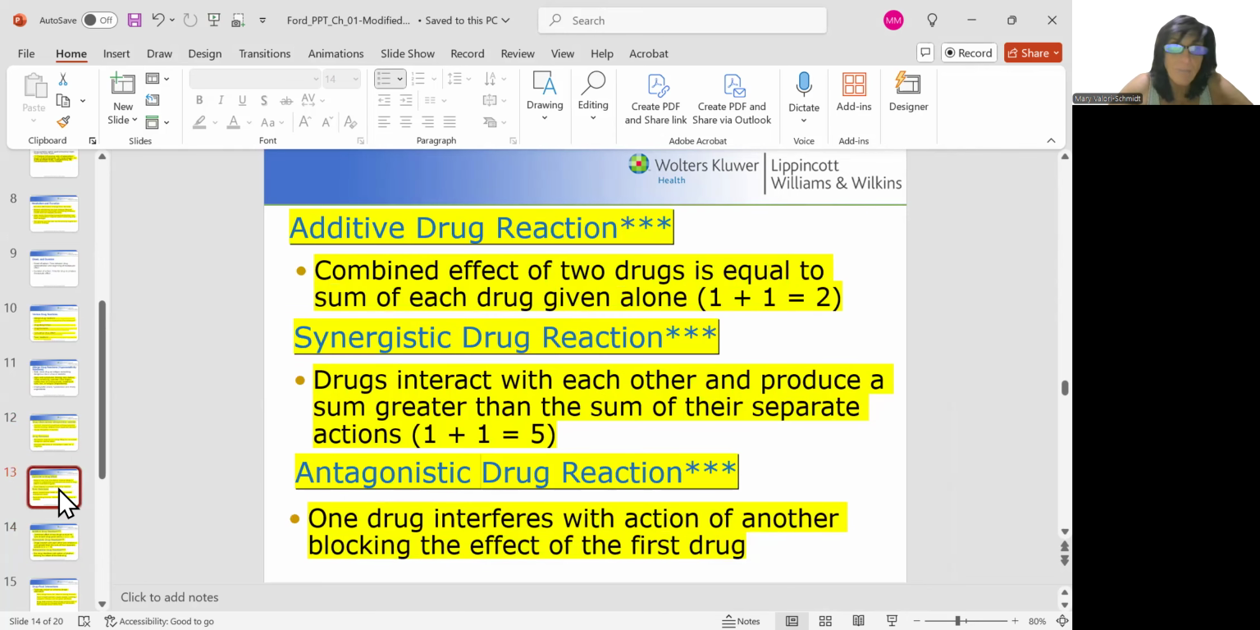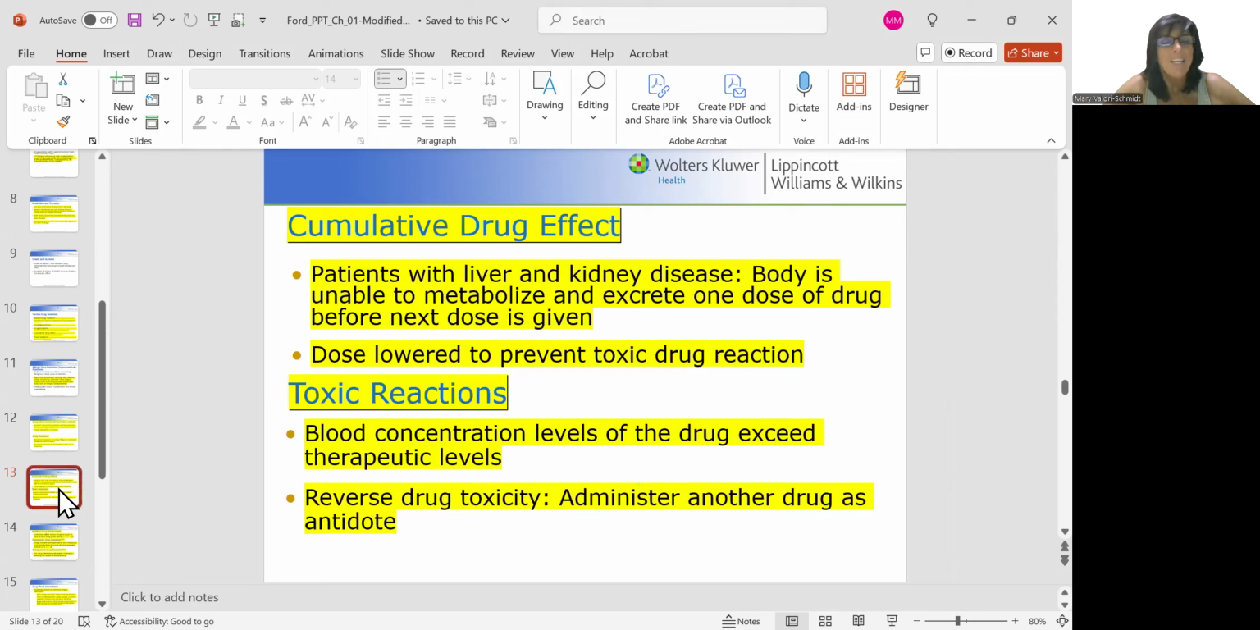Cumulative, oops, I skipped that, my bad. Cumulative drug effect. You see this with people with kidney disease or liver disease and with older folks. So the body can't get rid of the previous dose, and now we're giving you your next dose. So in these cases, the dose should be lowered to prevent a toxic reaction. A toxic reaction is where the levels of the drug in the blood have exceeded what the therapeutic level should be.